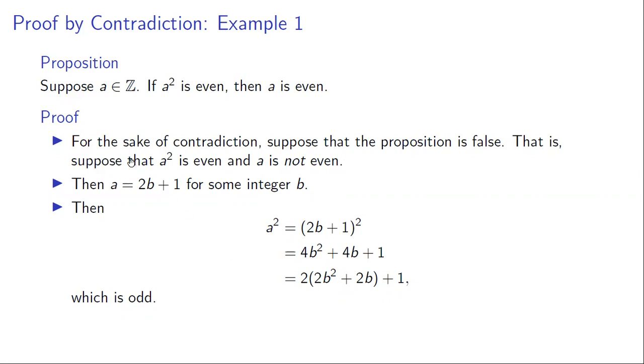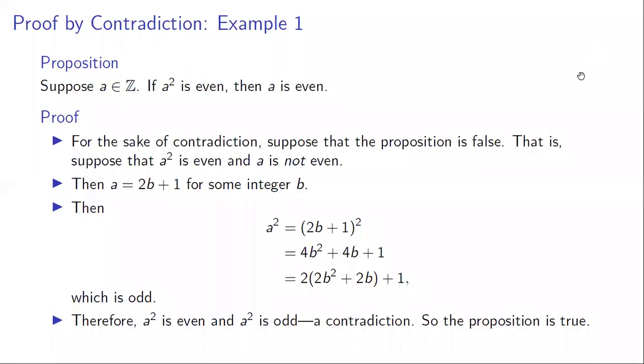But hold on, we are supposing that a squared is even. We're supposing that the proposition is false, which means that a squared is even. So here we have a contradiction. Therefore, a squared is even and a squared is odd, which is a contradiction. So the proposition must be true.